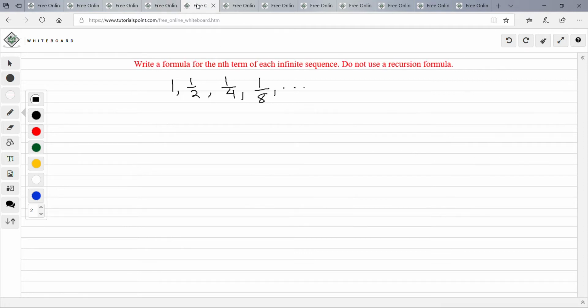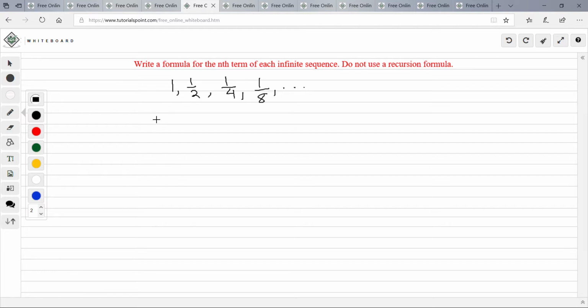Okay, write a formula for the nth term of each infinite sequence. Do not use a recursion formula. So, we've got to figure out one thing. We've got to find if it's geometric or arithmetic. So I'm going to check if it's geometric.